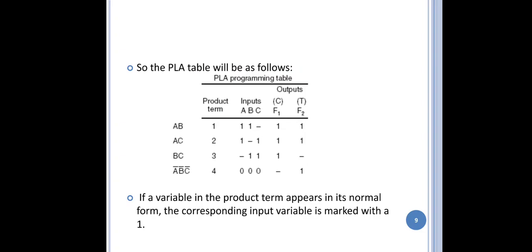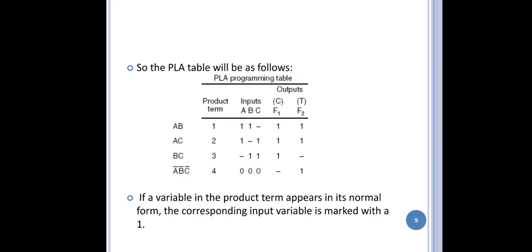For AC, we put 1 under A and C and no connection under B. Similarly, for A bar B bar C bar, we have complemented form, so we represent 0, 0, 0. Now, coming to the output column, we have two functions F1 and F2, that is the output of OR gates. Here we have taken F1 in complemented form and F2 in true form. So we represent F1 as C and F2 as T, that is complemented and true form.